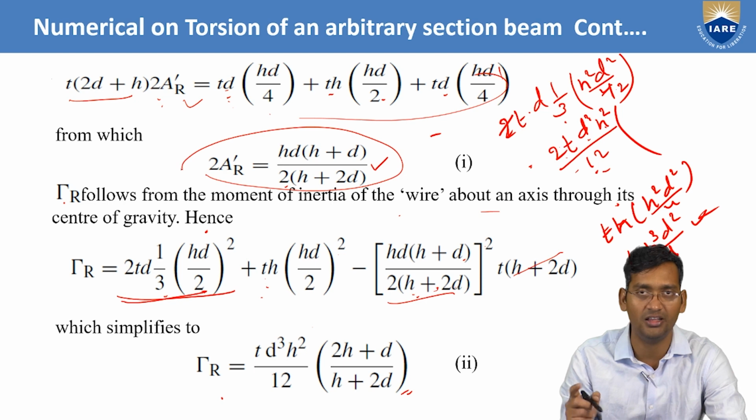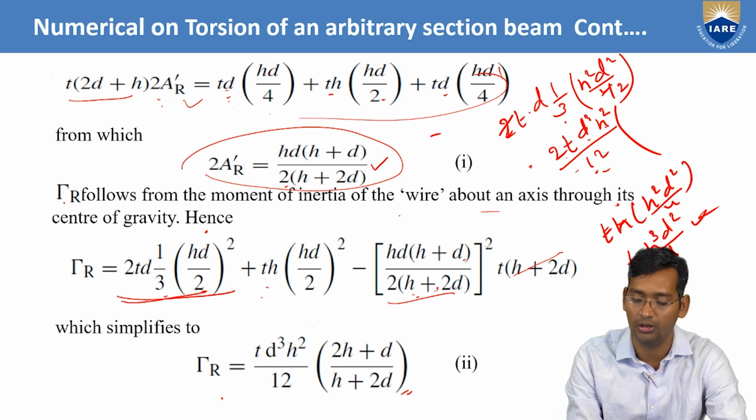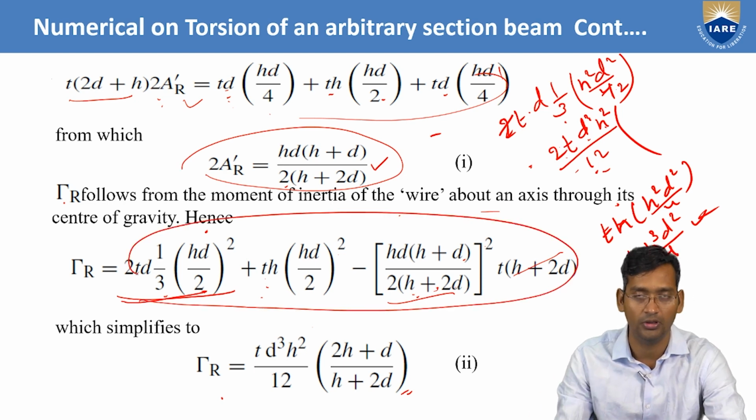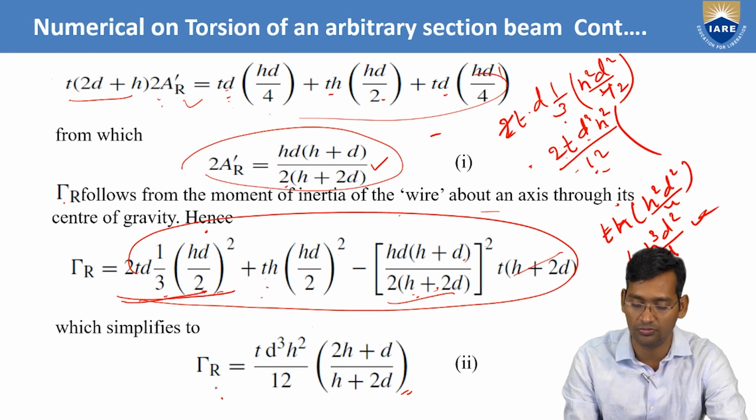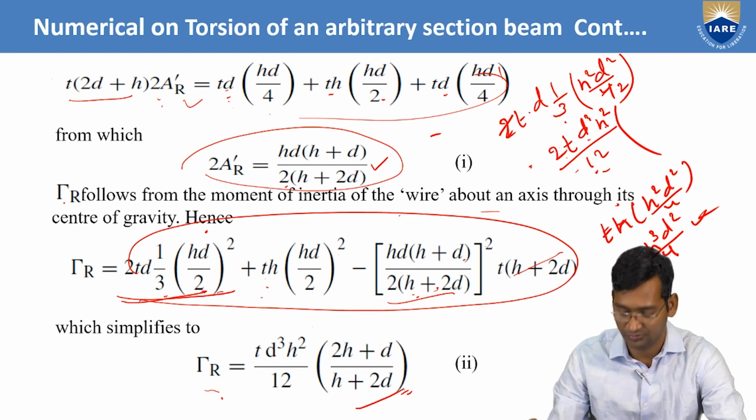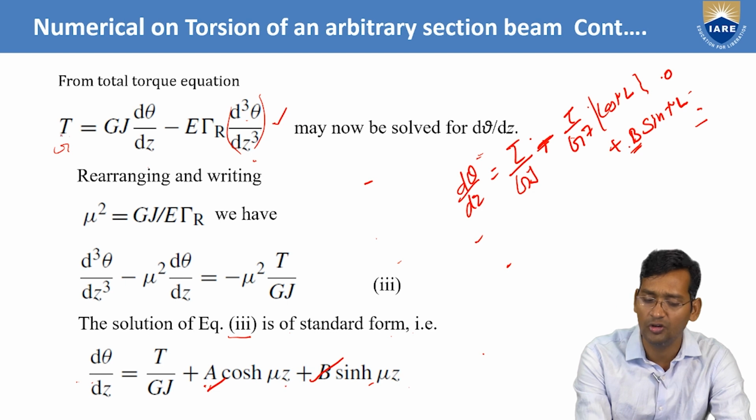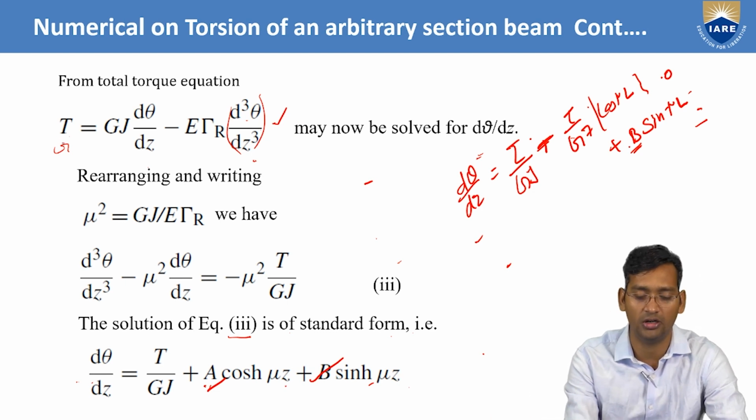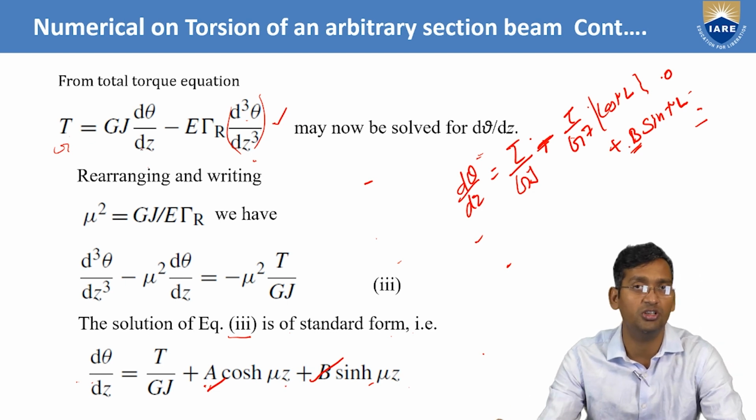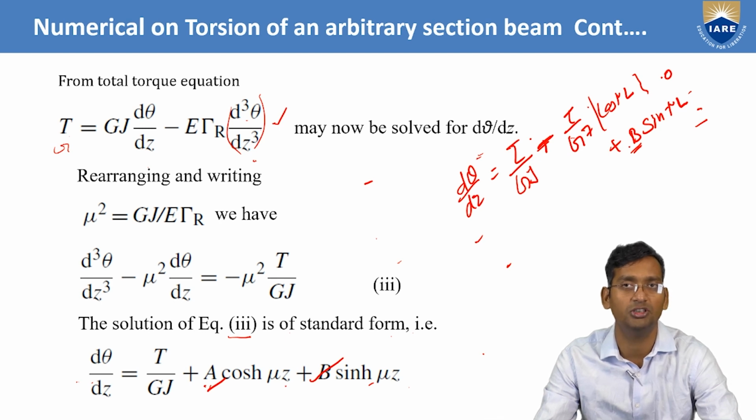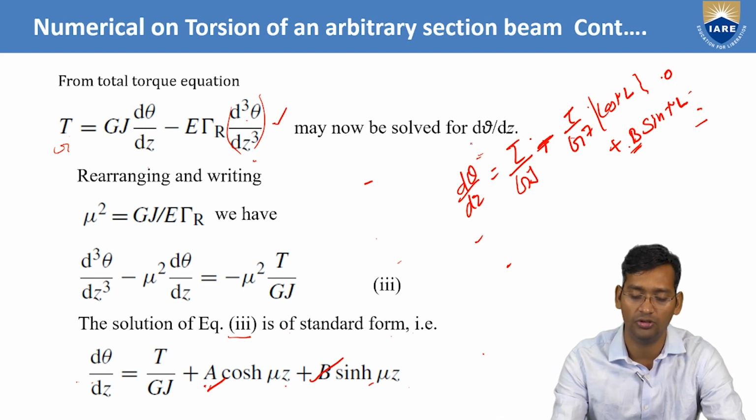Once you have 2AR dash, then what is required? Tau R. Tau R again you will get from here. So from there, after simplifying this, we got tau R as this one. Okay. Now we know from the torsion theory that tau is Gj d theta minus E tau R dq by d theta. So now solve for d theta by dz.